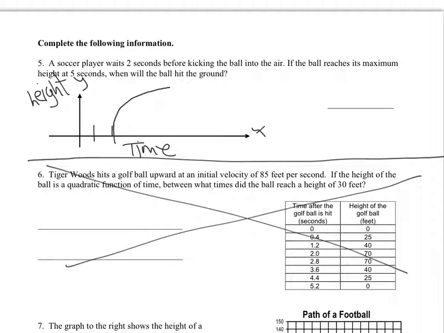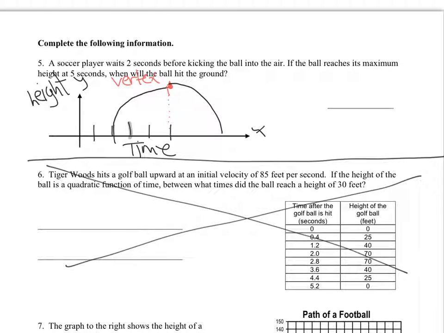And it reaches its maximum height at 5 seconds. So that means 3 seconds later, because it's already been 2 seconds, that's 3, 4, 5. At 5 seconds, it's reached its maximum height. The maximum height here represents the vertex. So when will the ball hit the ground? Well, we know it's going to hit the ground eventually.